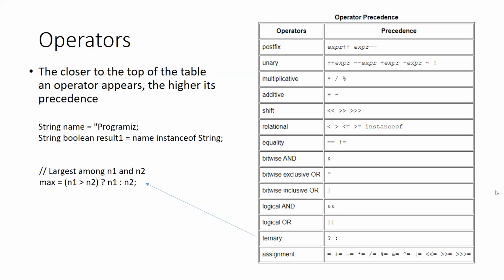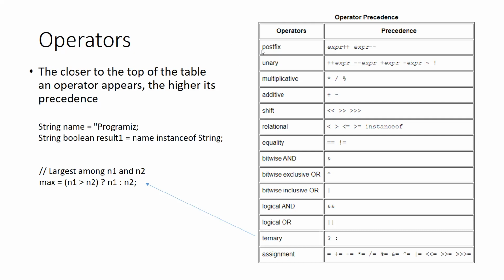Welcome back, everyone. So let's talk about operators and their preference in Java. The table that you're seeing right now explicitly exhibits what the operator preference is in the case of different types of operators that we have in Java.